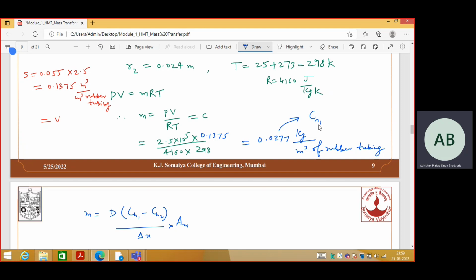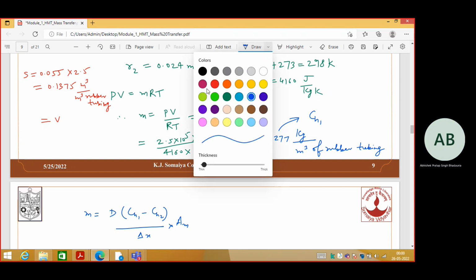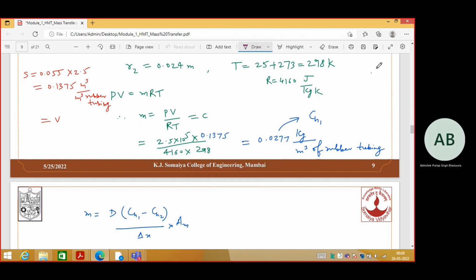Now if we talk about CH2, we have to work on the CH2. CH2 will be equal to 0. Why? Because the resistance to diffusion is given as negligible at the outer surface of the tube. So CH2 will be equal to 0. Now we'll put the values here.